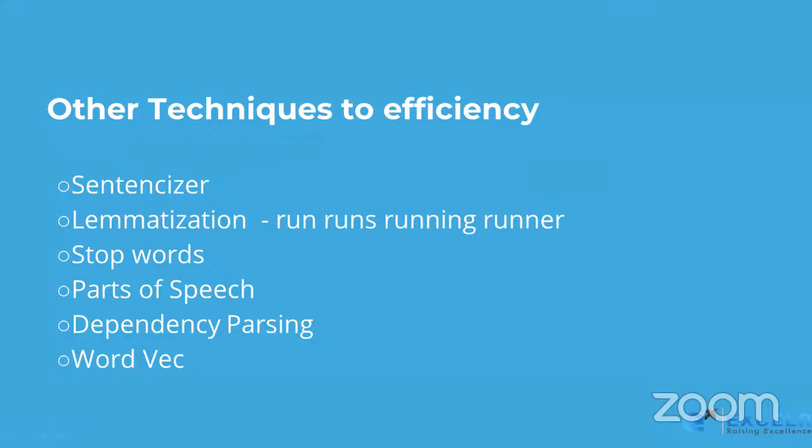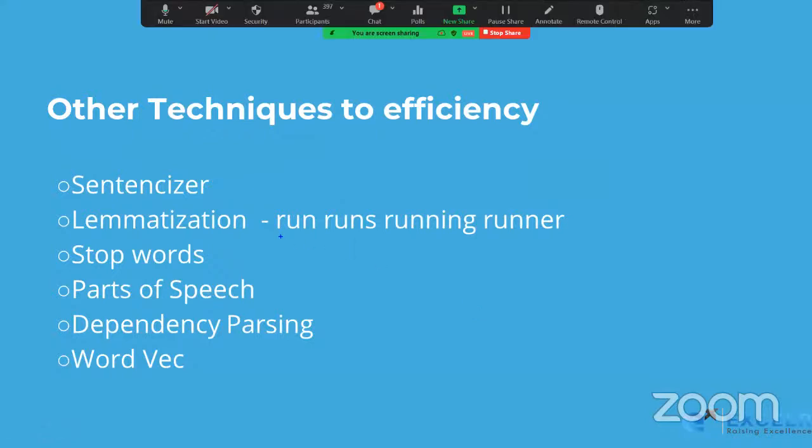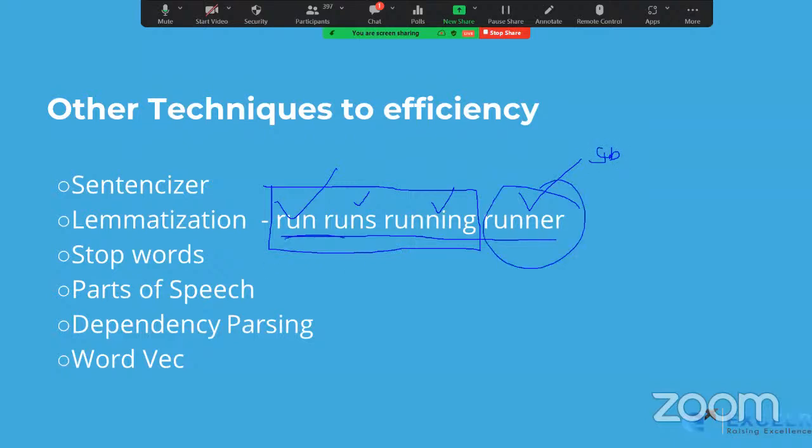And sometimes, take this case: run, runs, running, and runner. In this case, run, runs, running is almost the same. All these three define one action, run. But this runner shows the subject, which means this is regarding the subject. Someone is running. So this is different. But run, runs, and running are almost the same. That's what we call lemmatization.